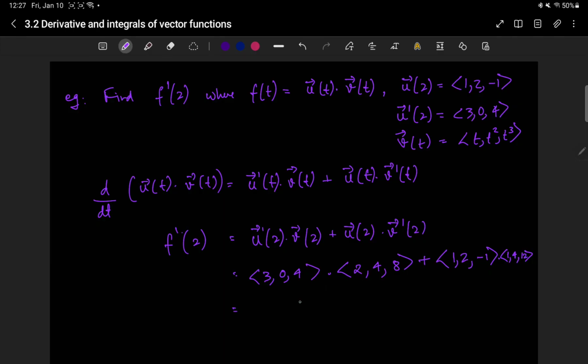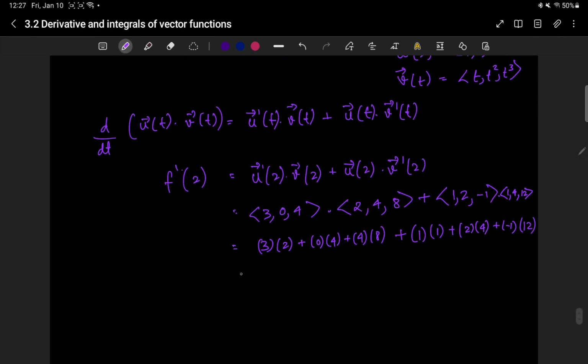So dot product means this is 3 times 2, 3 times 2 plus 0, 4 plus 4, 8 plus 1, 1 plus 2, 4 plus negative 1, 12. So this is 6, 0, 32, 1, 8, negative 12, 38, 39, 47, minus 12 is 35. Okay, so those differentiation or derivative rules that we looked at can also be asked in this particular way. Okay, so that was another example.